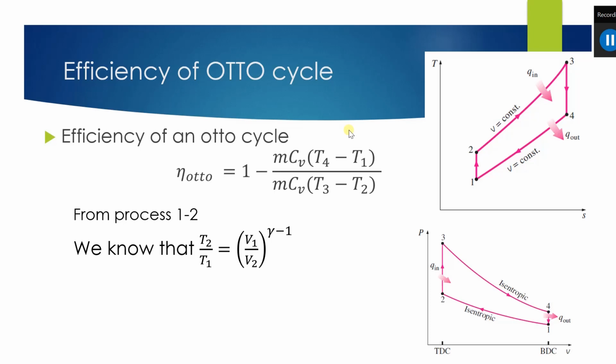So consider the process 1 to 2. We know that it is a constant entropy or isentropic process, and we already derived the equation T2 by T1 is equal to V1 by V2 all raised to gamma minus 1, where gamma is the ratio of specific heats.